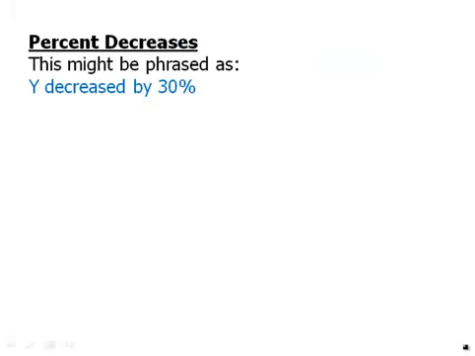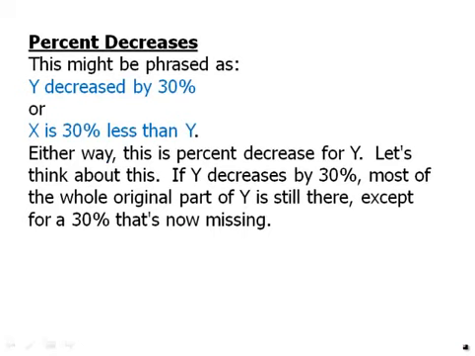Percent decreases. This might be phrased as y decreased by 30%, or x is 30% less than y. Either way, this is a percent decrease for y. Let's think about this. If y decreases by 30%, most of the original whole of y is still there, except for the 30% that's now missing. And one way to say it really is that if 30% leaves, 70% of it is still there.